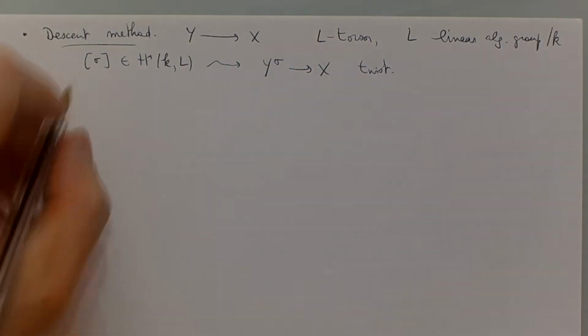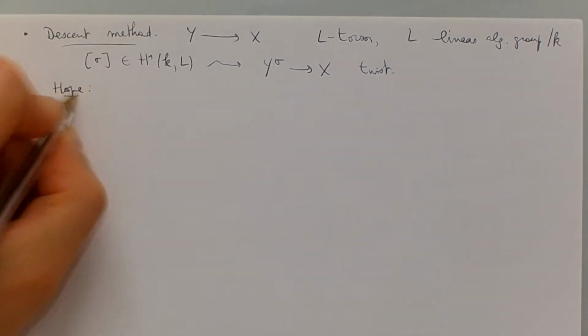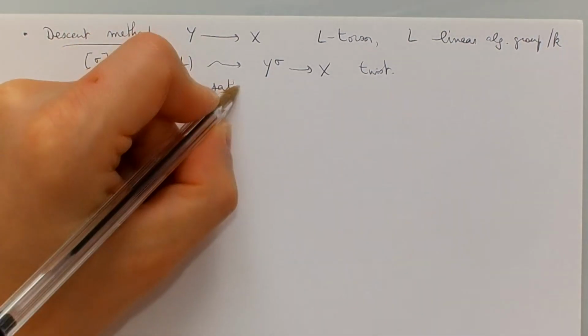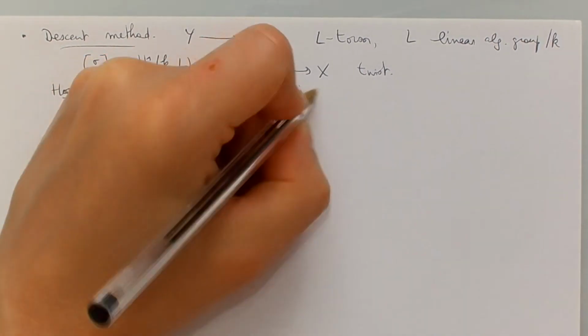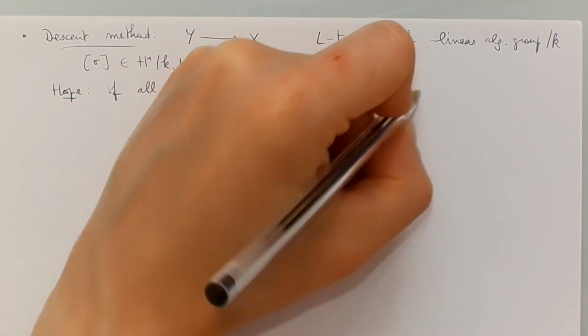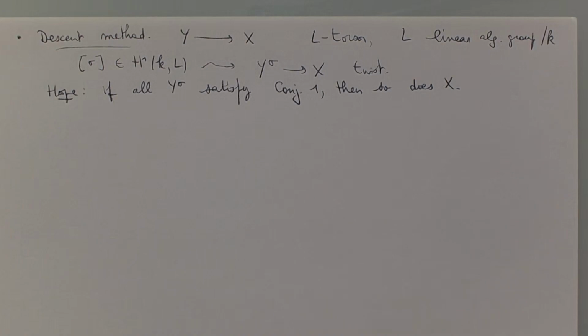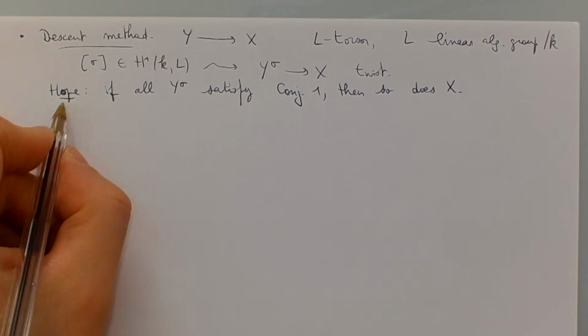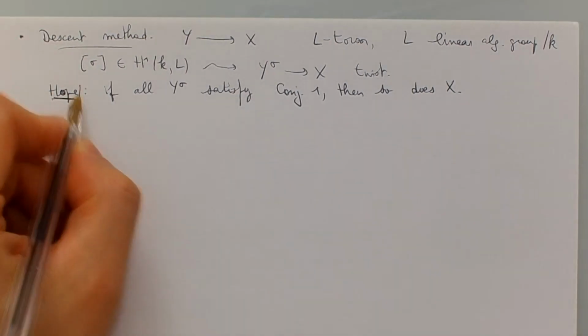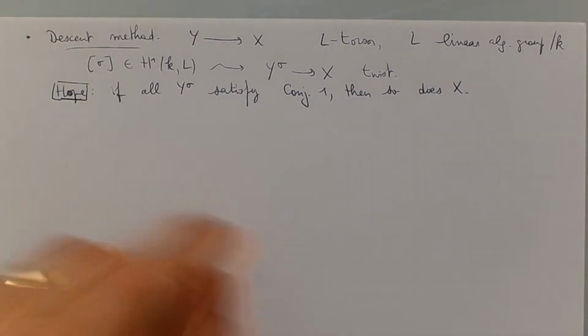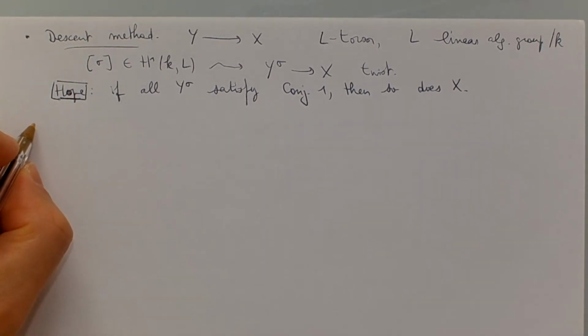Now the hope of the descent method is this. If all of the twists satisfy conjecture 1, then so does X. So it tells you that to prove conjecture 1, you can reduce yourself to the twists of any given torsor under a linear algebraic group. So that's the hope. It's not a theorem, it's a hope. Well, it's a conjecture, if you like. In many cases, this has been proved, but it's not known in general. But still, it's a tool that's useful in many situations.